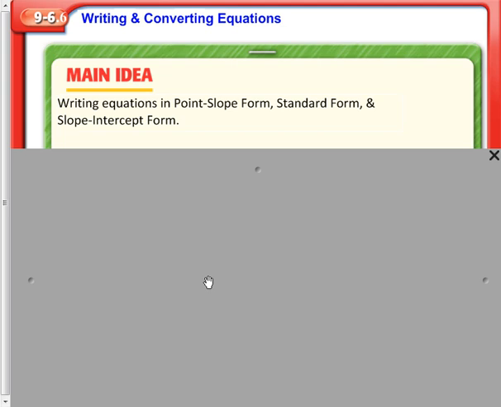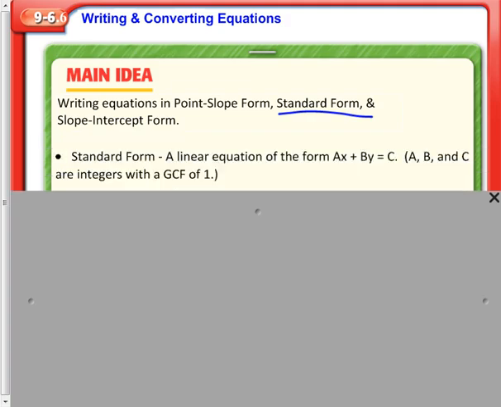In lesson 9-6, the main idea is to write equations in point-slope form, standard form, and slope-intercept form. The new one here is the standard form. Point-slope form we've already looked at. That's y minus y1 equals m times quantity x minus x1. So we do have a new one here, the standard form that we'll be working with today.